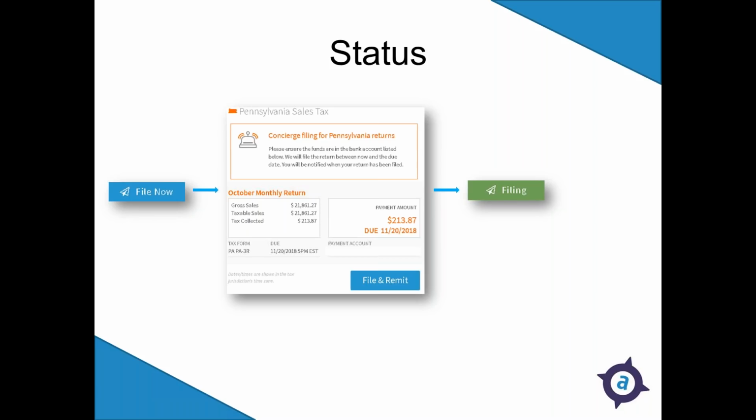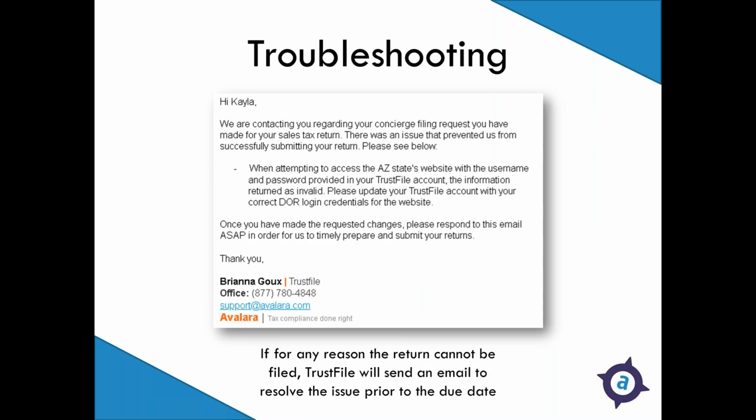So once you hit File and Remit in the screen, the status will then change to this green button that says Filing. And it will stay there until the Avalara agent has actually gone in and manually filed the return, or if it's an automatic link, it has gone to the state and the state has accepted it. And then once it's filed, it changes the status to Filed. So it's a pretty quick look system.